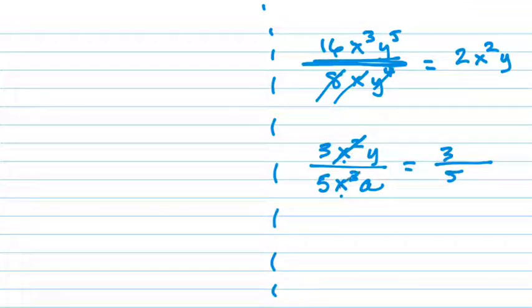X to the third, if I divide out x to the second, what's left? X. Now notice it's in the bottom. Why? Because it's bigger. That's where most of them were, right? Good. Then the next factor up there is a y. Is there a y in the bottom? No. So is the y going to change? No. Then there's an a in the bottom. Is there an a in the top? No. So the a stays where? In the bottom.